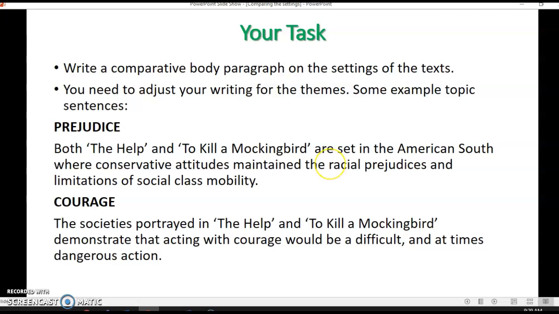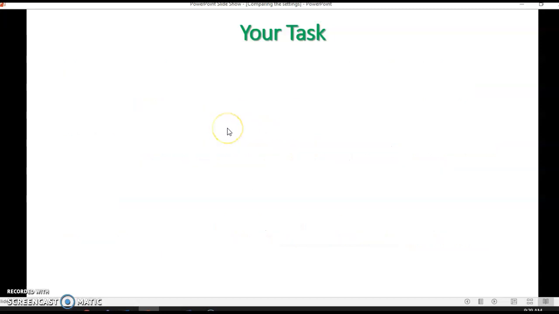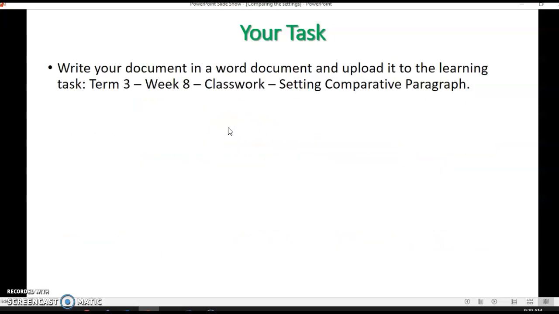Okay, so have a go. I'm not too stressed about this. What I want you to do is write a body paragraph. So just open up a new Word document. Your body paragraph would be about 250 to 300 words long, maybe 350, yeah? And upload to Term 3, Week 8 classwork setting comparative paragraph.